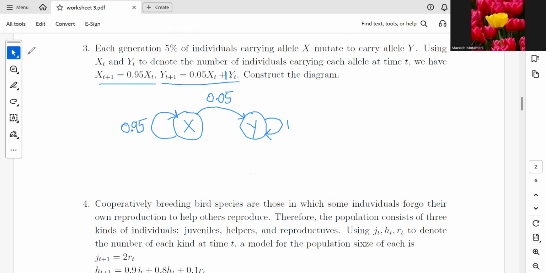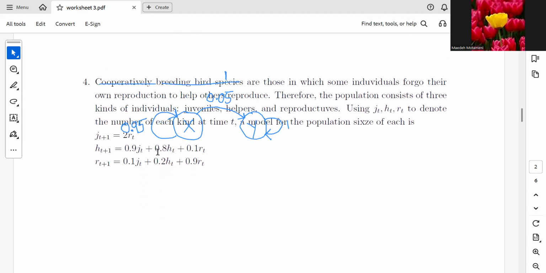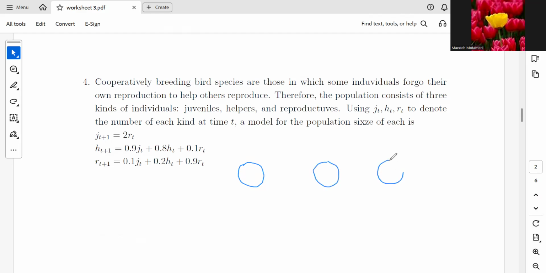And number 4, just take a moment, read the question. Pause the video, read the question, and then continue. Okay, we have 3 letters here. It means that we're going to have 3 circles, 1, 2, and 3. Let's say the first one is J, the second one is H, and the third one is R.